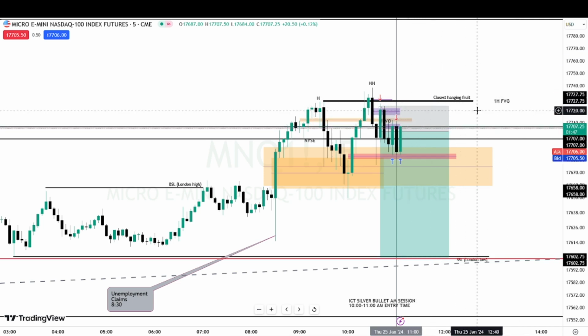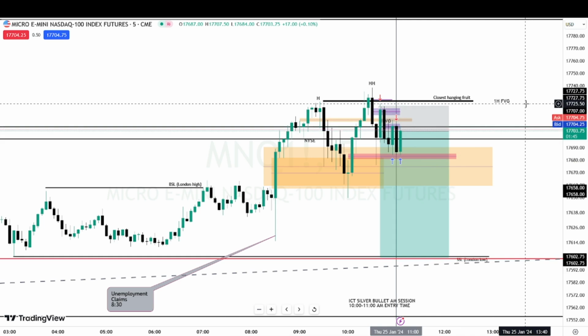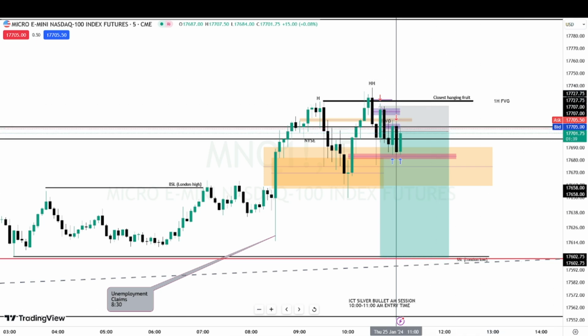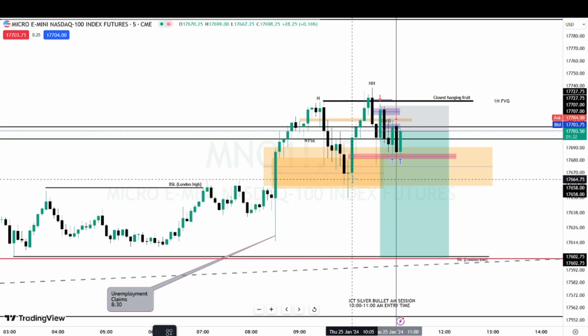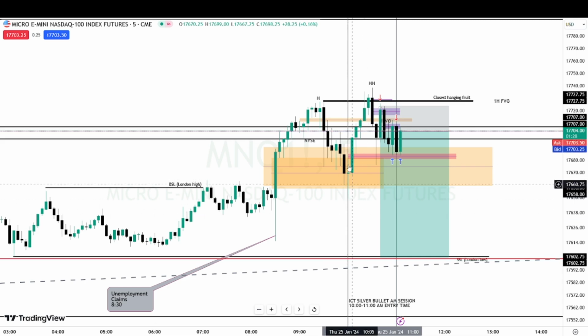And if you've been following me, you know I talk about these things, guys. So you don't even reach your closest hanging fruit, but you did great. Is this the only fair value gap that occurred during this time? No, it's not. This is the second fair value gap. And like I mentioned before, you can get at least 2 or 3 entries during a Silver Bullet.